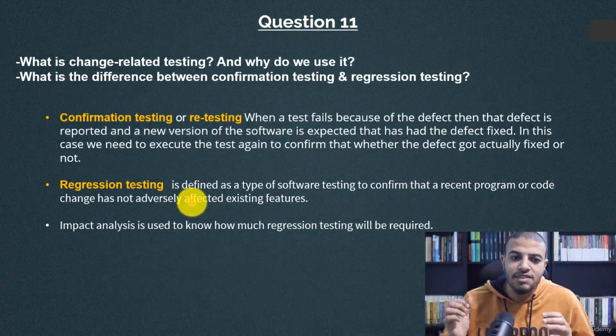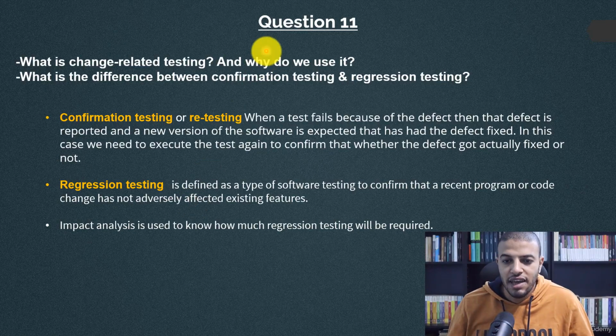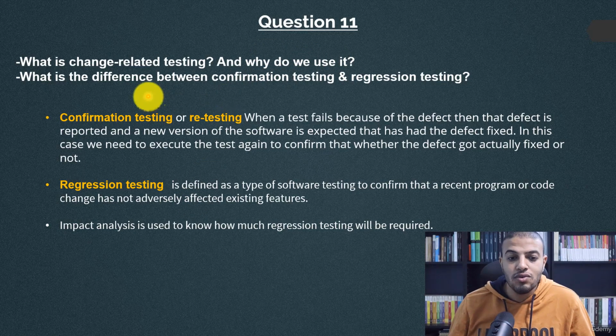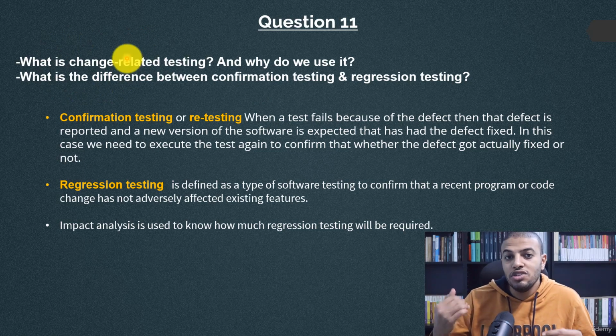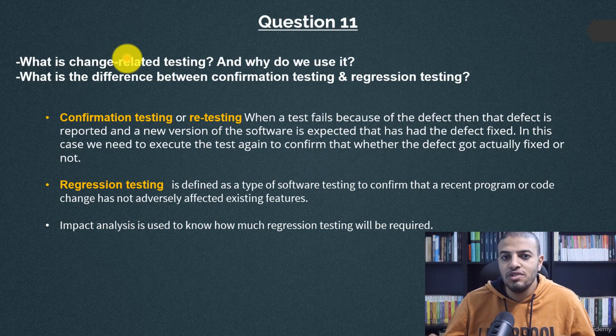The next question says, what is change-related testing and why do we use it? Or what is the difference between confirmation testing and regression testing? It can come in 2 ways. So if he asks you about change-related testing, we can say that change-related testing is a type of testing that is performed after a change happens to the software. And the change that happens to the software will require 2 types of testing: confirmation testing or retesting, and regression testing. The first is confirmation testing or retesting.